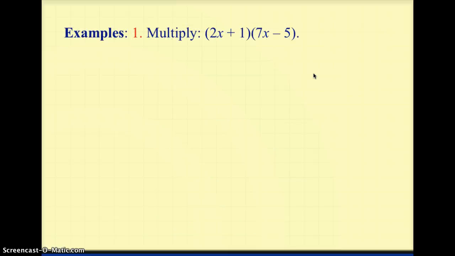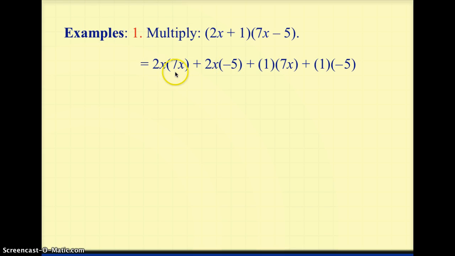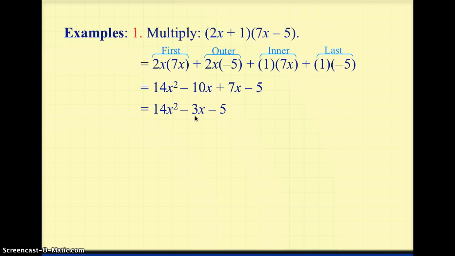So here's an example of foiling. Here's our problem. We're going to multiply first, so 2x times 7x. Then outer, 2x times negative 5. Inner, 1 times 7x. And last, 1 times negative 5. Which is demonstrated right here. Then you're going to combine your like terms. Negative 10x plus 7x is negative 3x, and that is your answer.